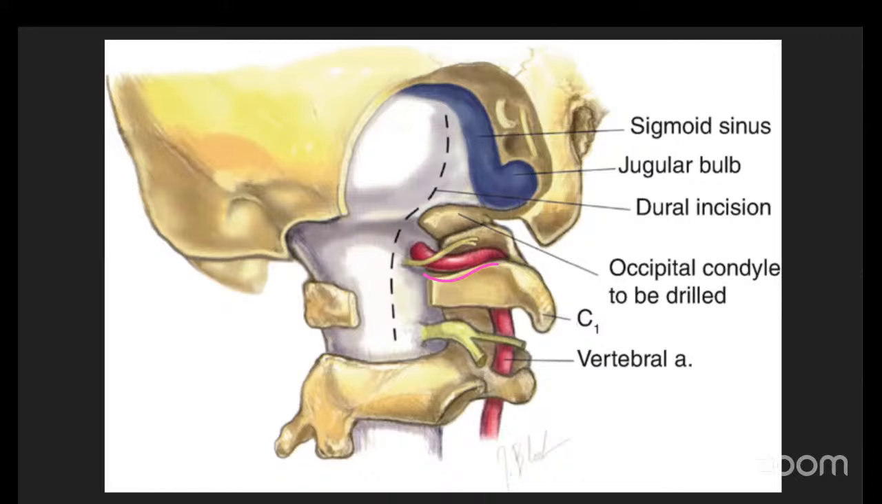And you see here the sigmoid sinus is visible, the jugular bulb is visible. And why is the jugular bulb important? Because if you want proximal control of any hemorrhage or any emergency escalation, then we have the proximal control over here. You can see that C1 laminectomy has been done. Let me move on to the next slide.